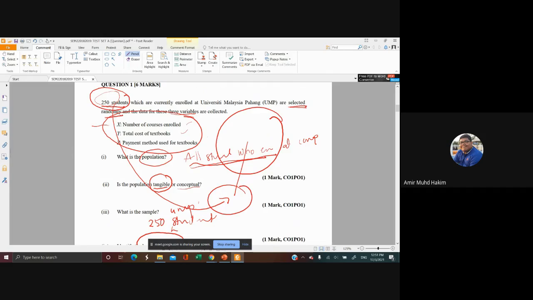Okay, madam. For example, this semester, how many courses do you enroll? Berapa subjek you ambil? 8. So 8 is the answer. If you look at this 8, is it a number or is it a category? Is it quali or quanti? Quanti, isn't it? So if it's quanti, is it continuous or discrete?